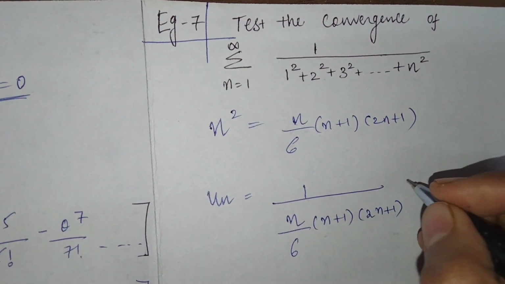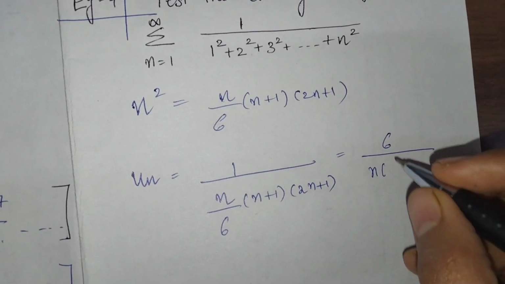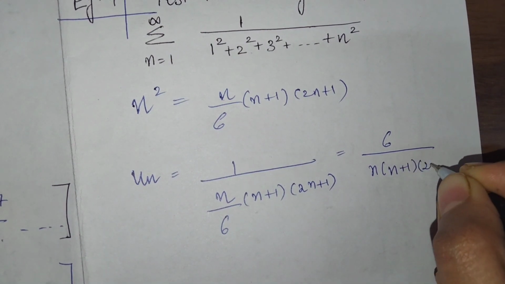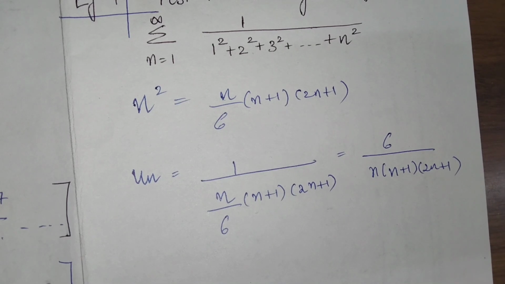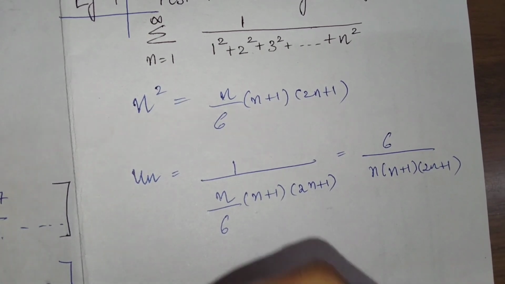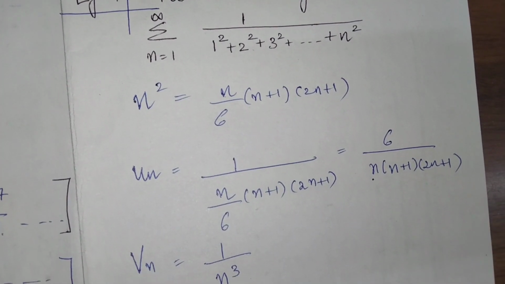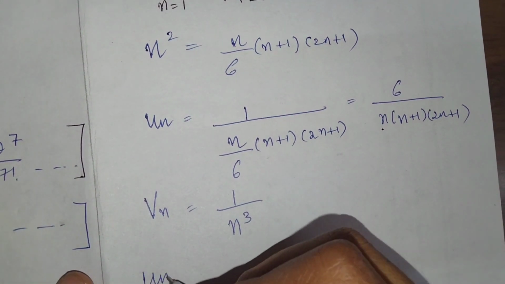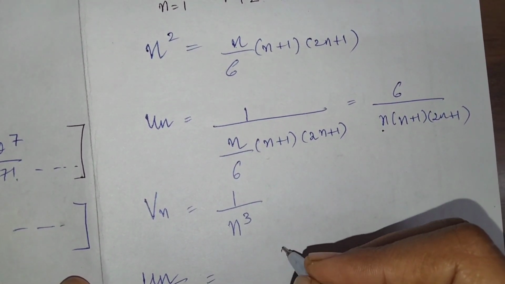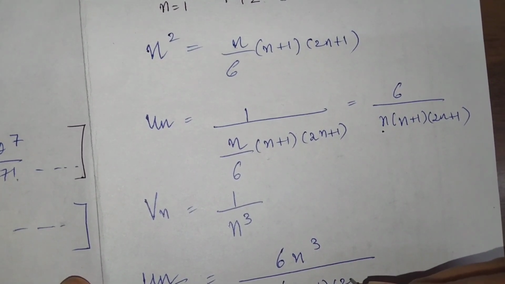Okay? So we can rewrite this series, that is 6 by n into n plus 1 into 2n plus 1. So this is the value of un. Now what will be the value of vn? Then vn will be 1 by n cube, because in the numerator part there are 3 n's. So vn is 1 by n cube, and now taking the ratio according to comparison test, we will get un by vn, that is 6n cube by n into n plus 1 into 2n plus 1.